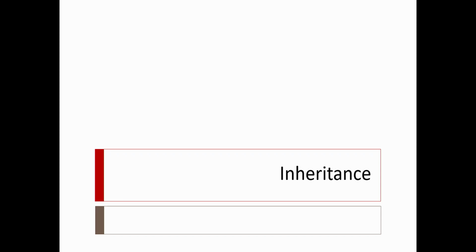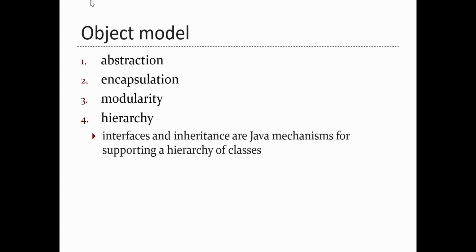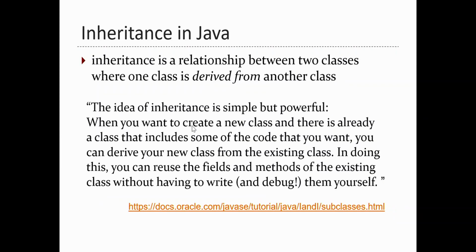Good morning, everybody. So today's topic is this thing called inheritance. I'm just going to skip ahead 2 slides for a second. Way back, in week 3 of the course, roughly, I told you about the object model. Our object model has 4 things in it: abstraction, encapsulation, modularity, and now the 4th one, hierarchy. We've been talking about interfaces a little bit, and interfaces are one mechanism that Java has for implementing hierarchy in an object-oriented programming language. The other one is inheritance, which is the topic of today's lecture.